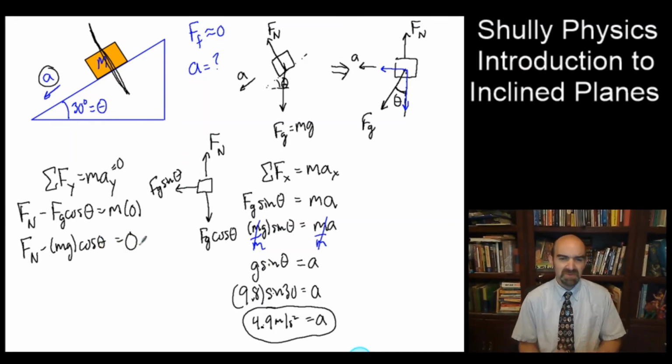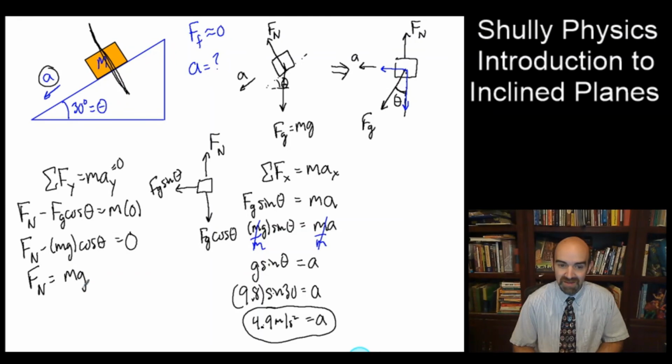All right, so you can see that this wasn't going to help us to determine the x direction acceleration down the ramp, but what does it reveal? This reveals that the normal force on an incline is equal to the weight times the cosine of the incline angle.